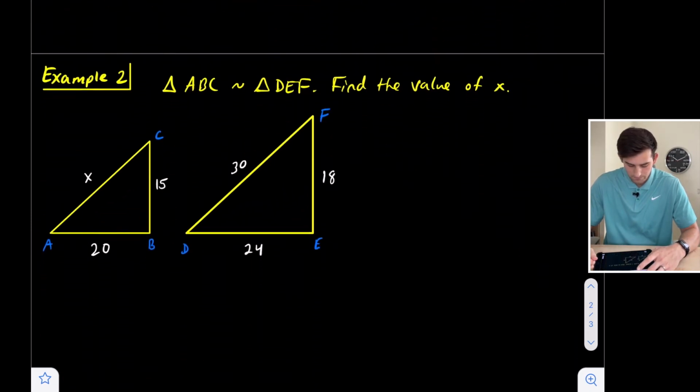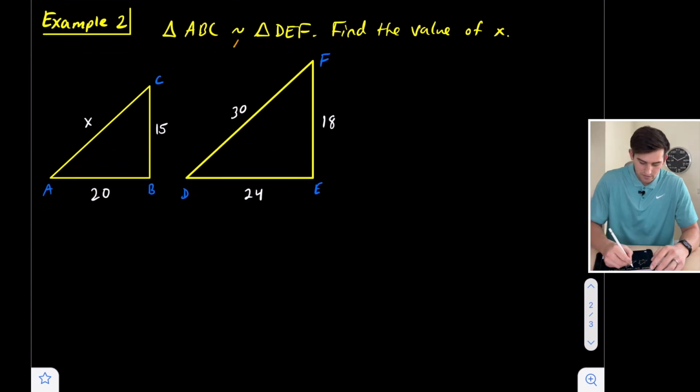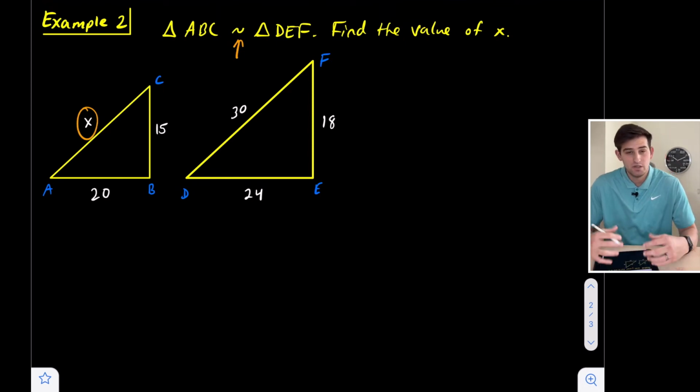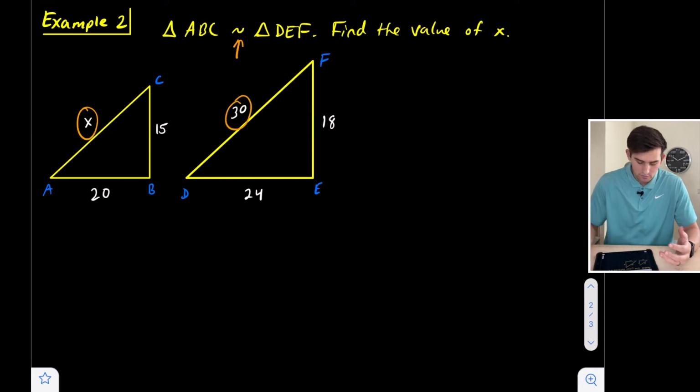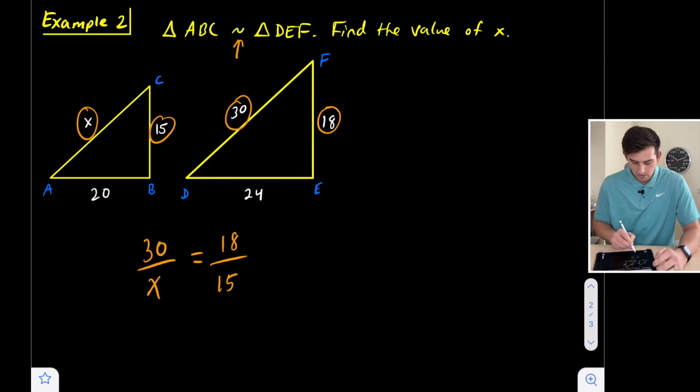Let's look at another example. It tells us that these two triangles are in fact similar. That's what this squiggly line means right here. We want to find the value of x. We look at the corresponding side where x is located and write our ratio. Let's say 30 over x equals, and you could write x over 30, that's fine. Since we wrote 30 over x, we pick 18 and 15, with 18 on the top and 15 on the bottom. Notice how 30 and 18 are from the same triangle, and x and 15 are also from the same triangle.